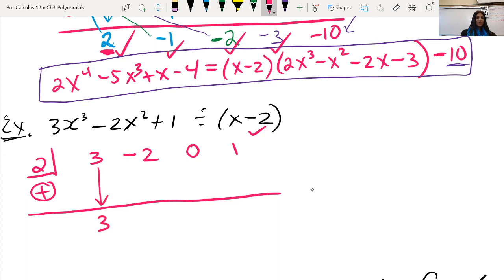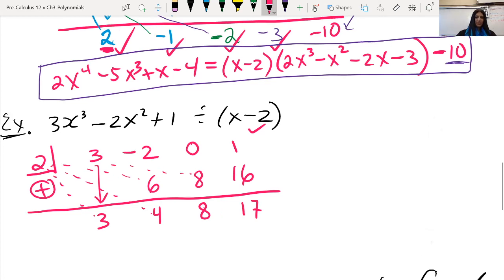Bring down our 3. We go 3 times 2, and we get over here 6. I add them, negative 2 plus 6, so I get 4. And then I multiply it, 4 times 2. I get my answer over here, and that's going to be 8. And then I add them top to bottom, so I get 8. And then I multiply that, 8 times 2, and I get 16. And I add them top to bottom, and I get 17.